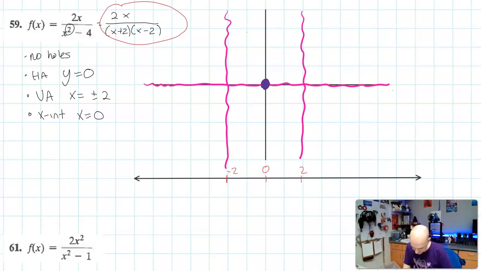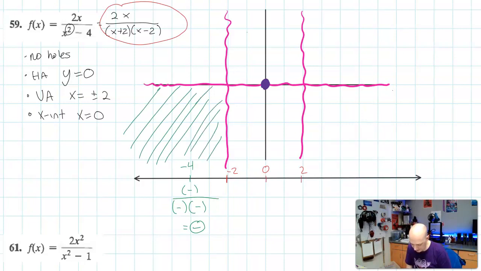So if I plug in, say, -4, I would have a negative over a negative times a negative. I'd have 3 negatives because each of the factors in the original function would be negative. 3 negatives multiplied or divided together make a net sign of negative, which means the graph in this, not quadrant, but this region has to be down here below the x-axis.